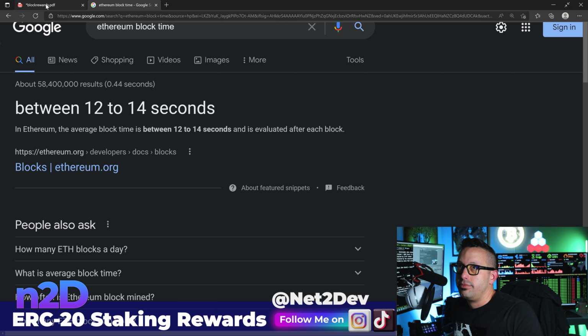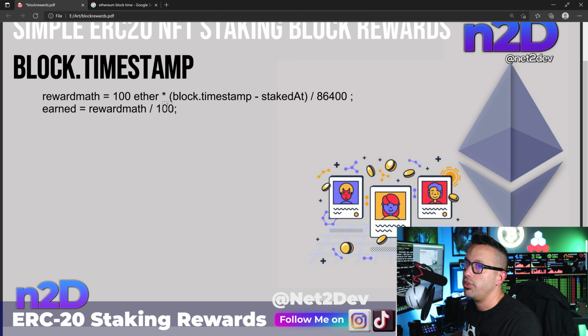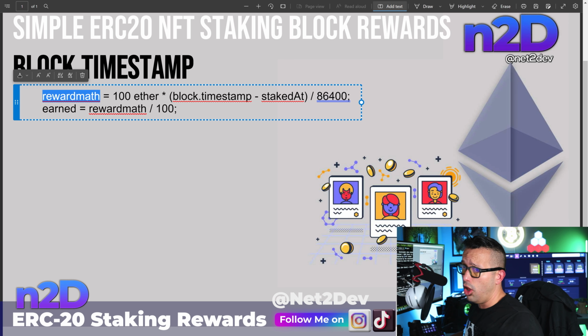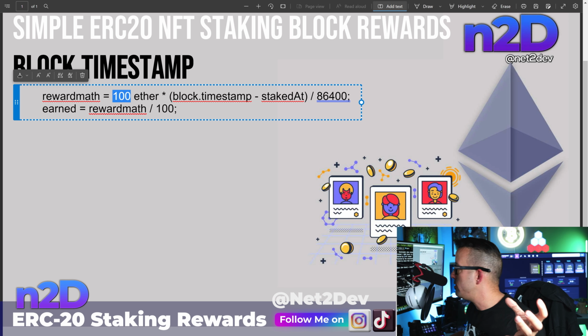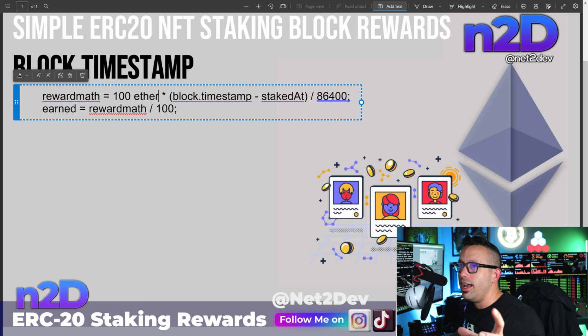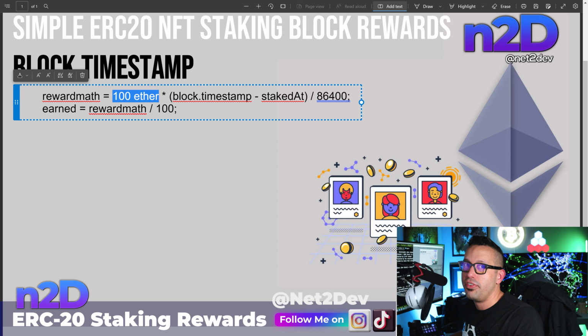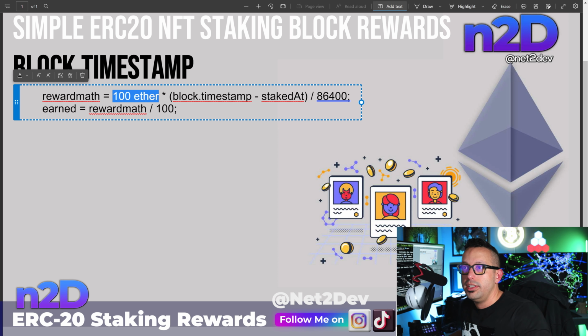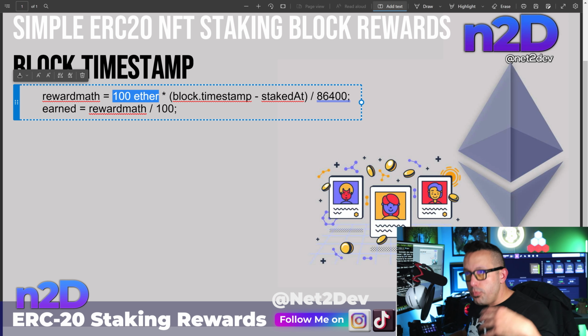All right, let's go back. Very easy to find information, okay? Awesome. So next, knowing that the block time is about 12 seconds, I am going to create a variable called rewardmath. In that variable, I'm going to calculate the amount of rewards. This is not necessarily that I'm going to issue 100 ETH or 100 tokens. No, this is the measurement in ETH, kind of a percentage, you know, APR, okay?